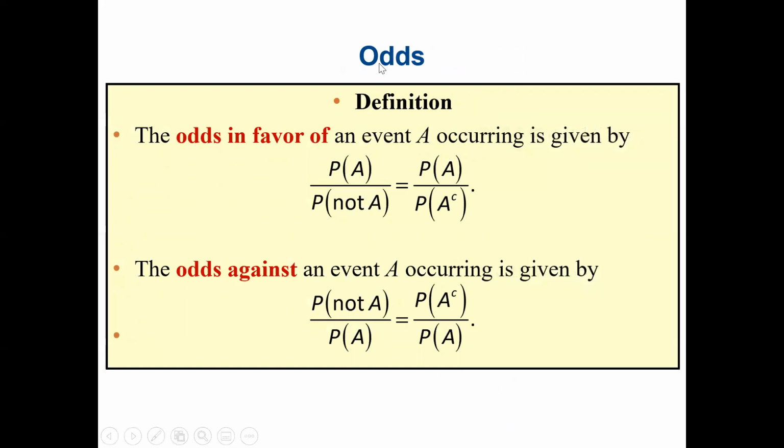Next, we go to the meaning of odds. Odds in favor of an event A occurring is given by the following. This is the odds that favor A: it will be the probability of A divided by the probability of not A, which is the complement of A. Now, the odds against an event A will be the probability of not A divided by the probability of A, which is the probability of A complement divided by the probability of A.